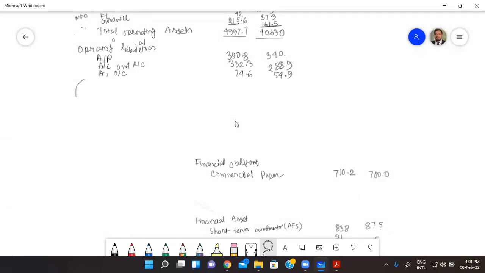Next one, what I have written on accrued compensation and accrued occupancy cost I have written here. Next, accrued taxes. It is 92.5 million in 2007 and 94 million in 2006.